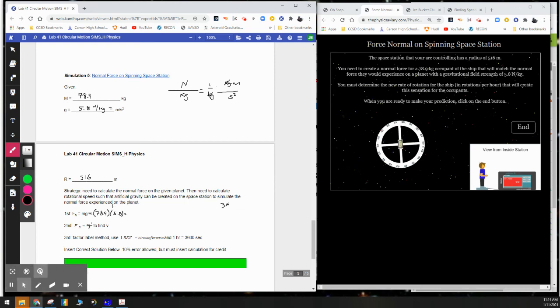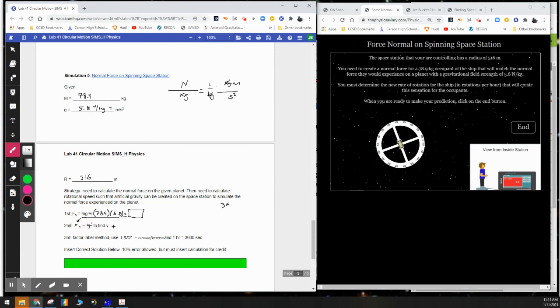All right, so first is to calculate the normal force. The person's mass is 78.9 kilograms, and the acceleration due to gravity is 5.8. So we do this part here first. Now, here it says 3 newtons. That's what it is currently on the space station. So we have to speed the space station up so this answer here, whatever shows up, will match this answer here. Once we get Fn, that would go here.